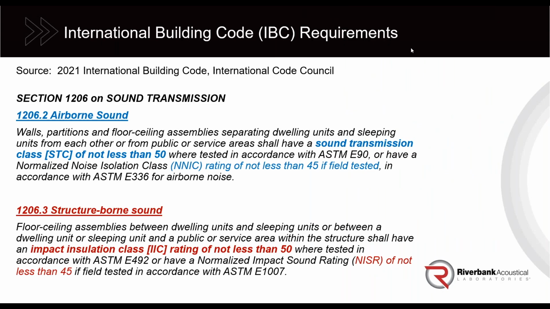These ratings, the airborne and impact sound rating, STC and IIC, are referenced in the International Building Code for multifamily housing. For airborne sound insulation, they want not less than STC 50, or if it's field tested, not less than NNIC 45, which is the field test version of E90, which is E336. Now, one might think, well, we should try to just do the field test because that's easier to pass than the lab test.